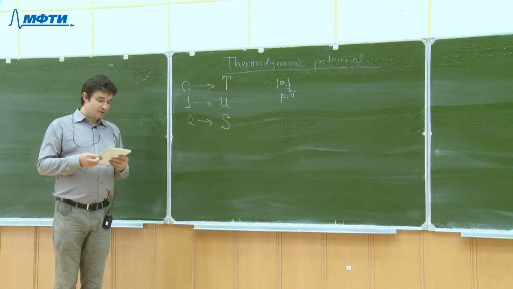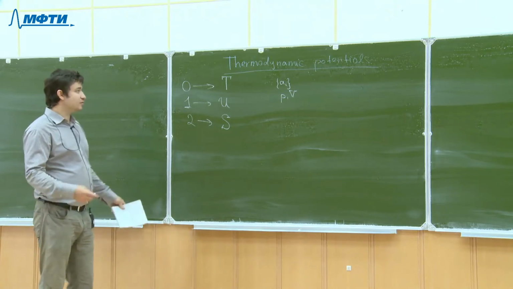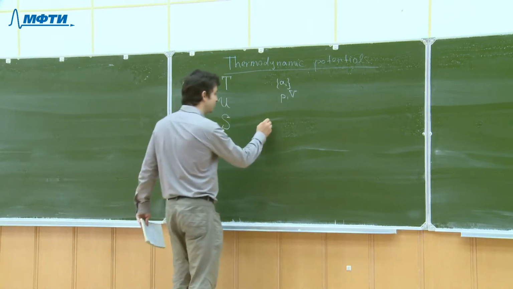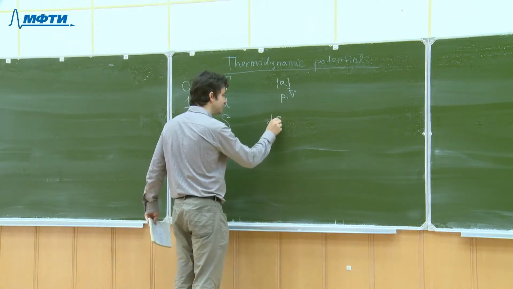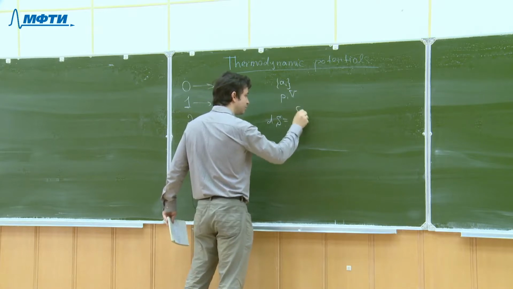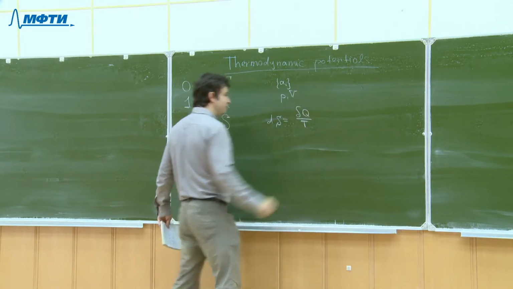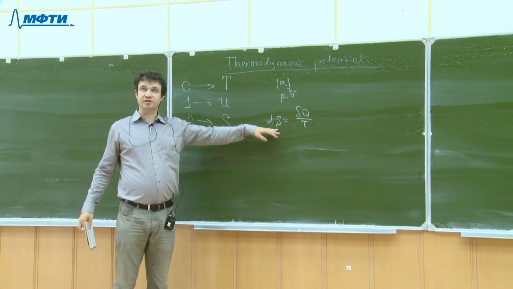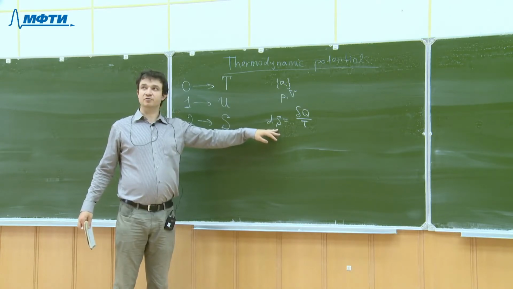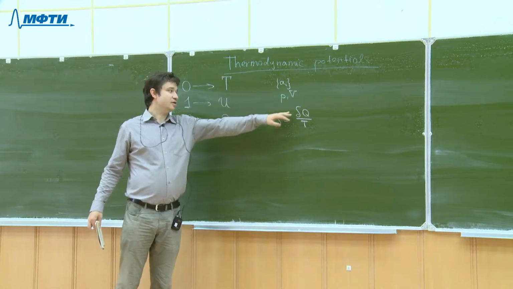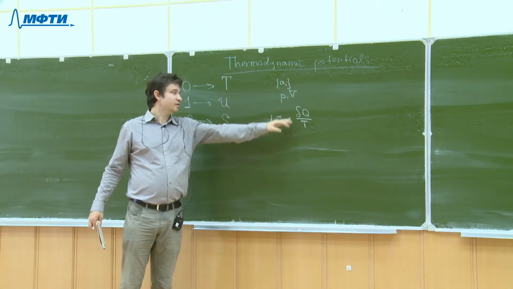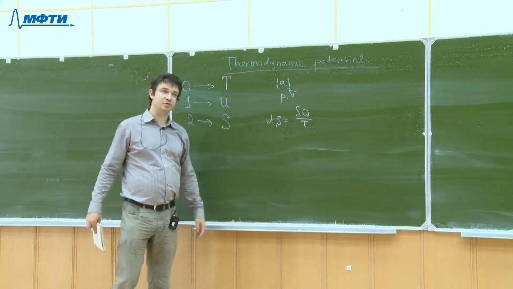Okay, and also we have combined the definition of the entropy. The thermodynamic definition of entropy is this, and it can be understood as the change in entropy in a reversible process equals the amount of heat obtained by the system divided by the temperature of the system.